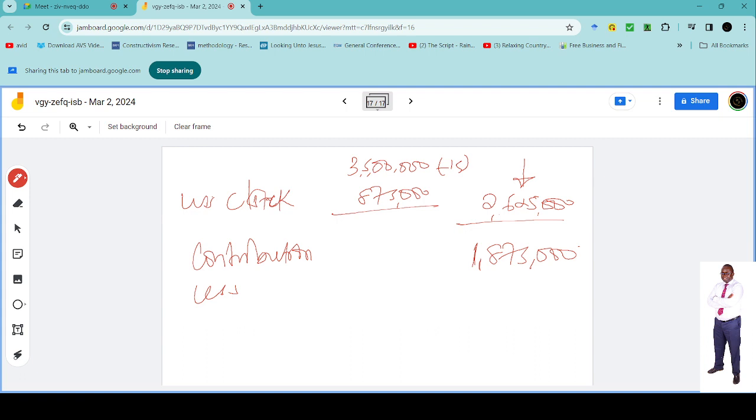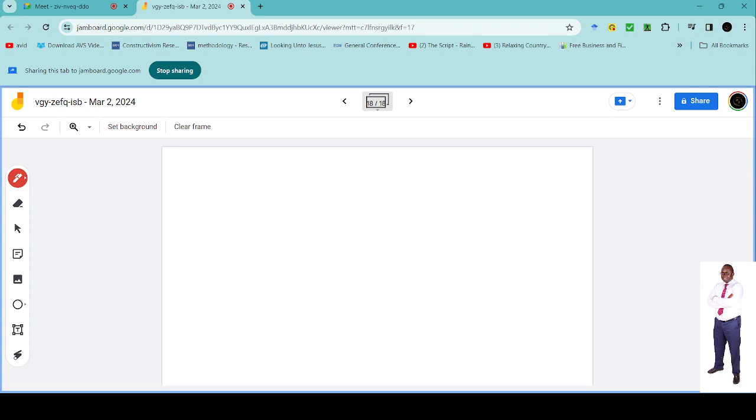We now less our selling and administration expenses. So the first one is the sales commission. So we have selling and admin expenses. The first one we have there is sales commission, which is 250,000. Then we have general expenses, and the figure there for general expense is 160,000.